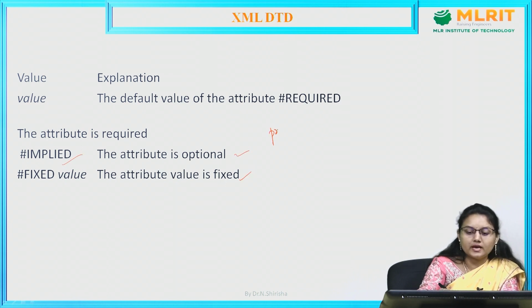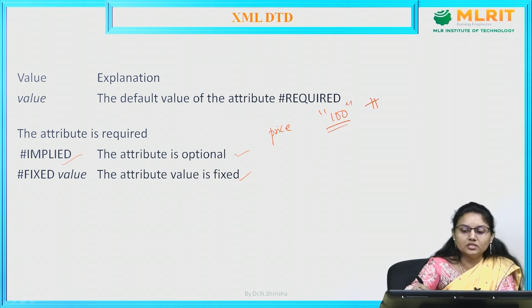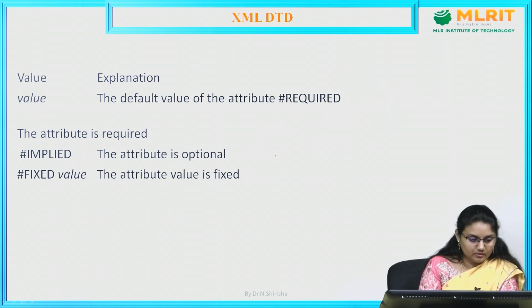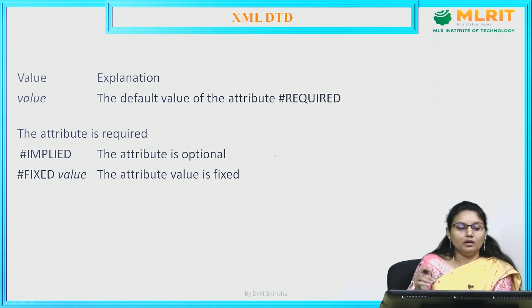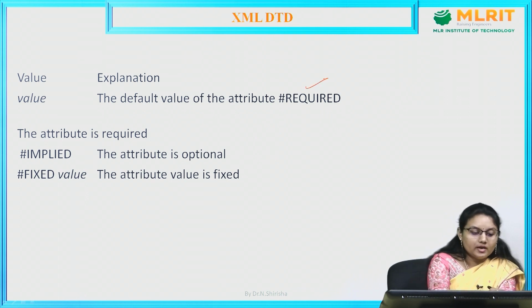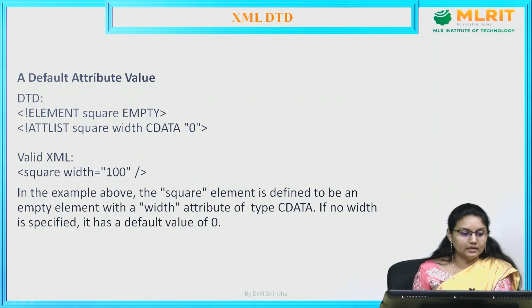Fixed value. Suppose there is a price element, type price, let me give the value as 100. If you are giving 100, this is fixed. To make it fixed, give #FIXED at the last. Like this you need to define. So you have #REQUIRED, #IMPLIED, #FIXED. Required means mandatory, implied means optional, fixed means a fixed value. There is no change in that value.